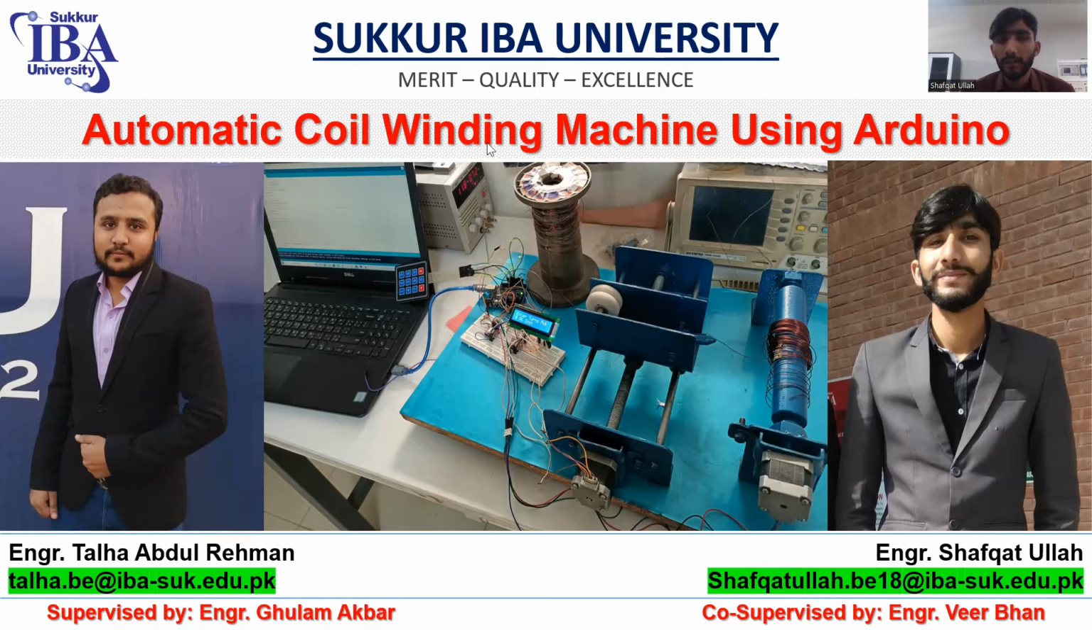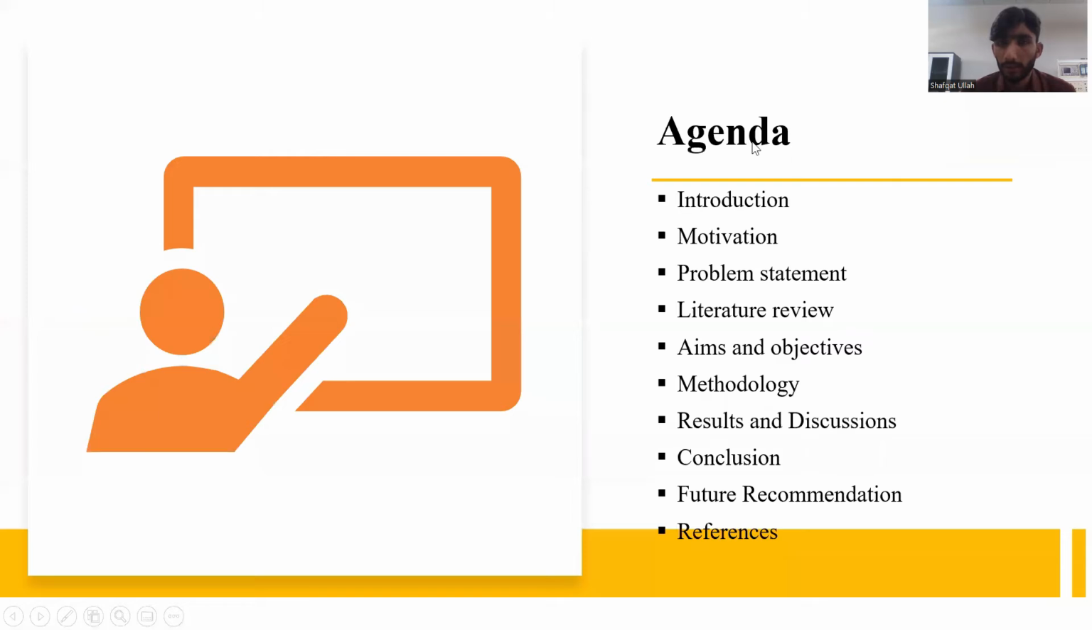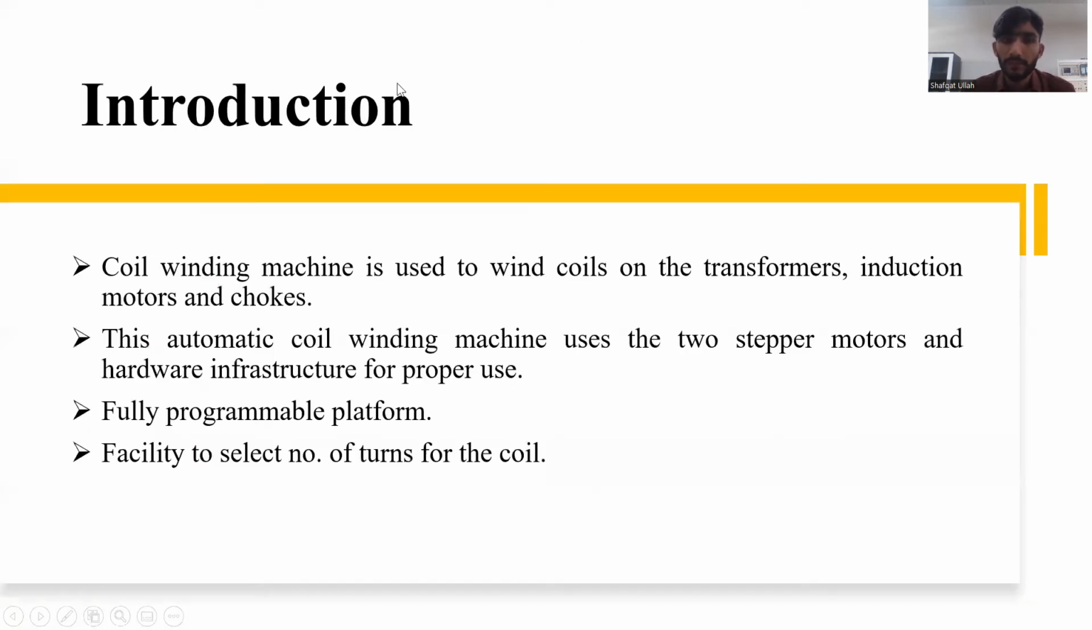Our project name is Automatic Coil Winding Machine using Arduino, supervised by Engineer Ghulam Akbar and co-supervised by Engineer Veer Bahan. Coming to the agenda, what we are going to discuss in this video: first of all, introduction, motivation, problem statement, literature review, aims and objectives, methodology, results and discussion, conclusion, future recommendation, and references. Let us go to the introduction.